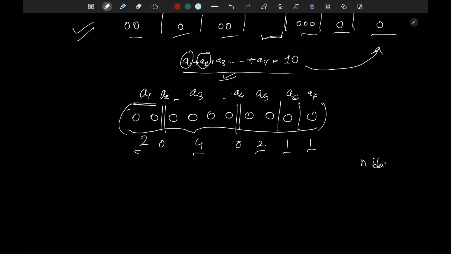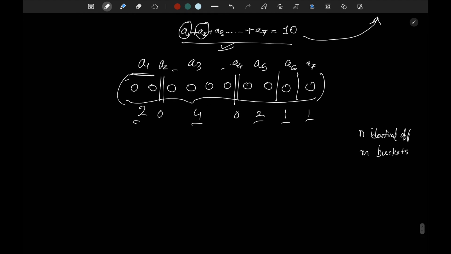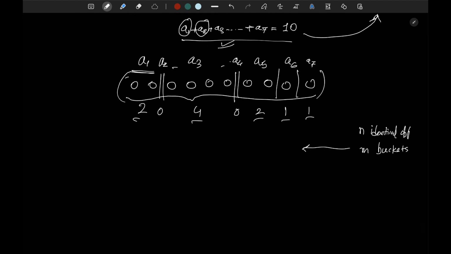n were identical objects, and we had m buckets, right? So for m buckets, the number of gaps or number of sticks will be m minus 1 sticks, right? Now also notice that as the n objects are identical, these m minus 1 sticks are also identical, because sticks are not distinguishable from one another. The only distinguishable thing here are the buckets. So depending upon the position of these m minus 1 identical sticks, we will get m distinct buckets, right?